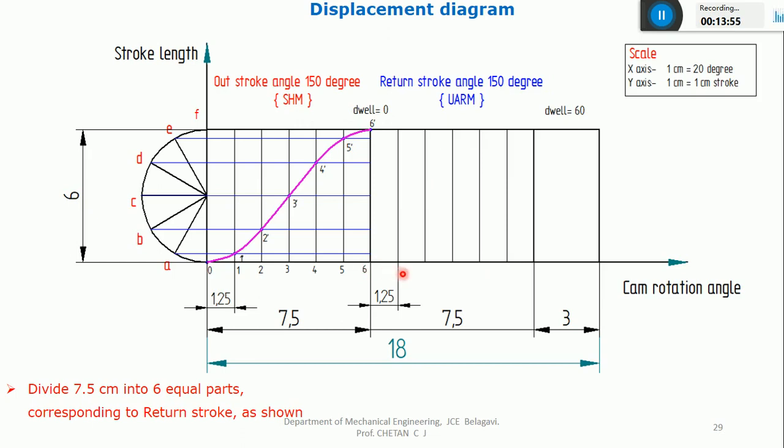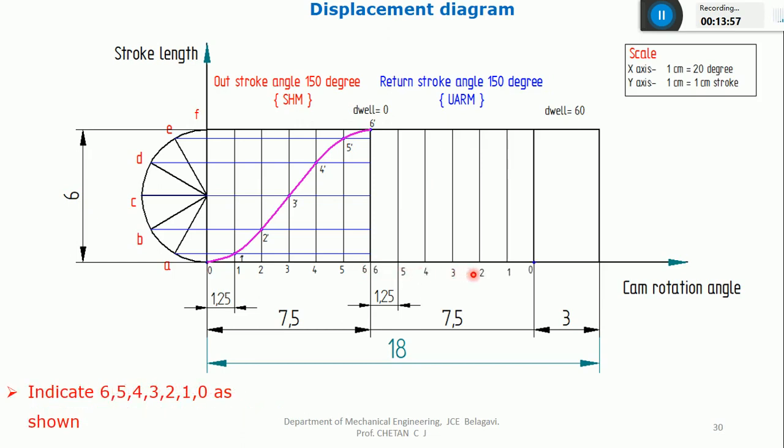Next point will be 5, 4, 3, 2, 1, 0. So this will be common, because the dwell is 0. This line is common for both outstroke and the return stroke. That is, the 6th line is common for both. And what is the method for this uniform acceleration and retardation motion? Okay, so please try to recollect as I solved in the second and the third problem.